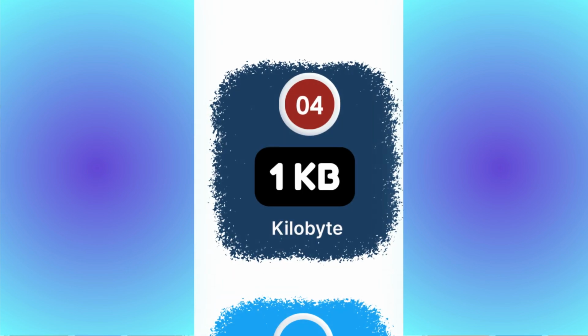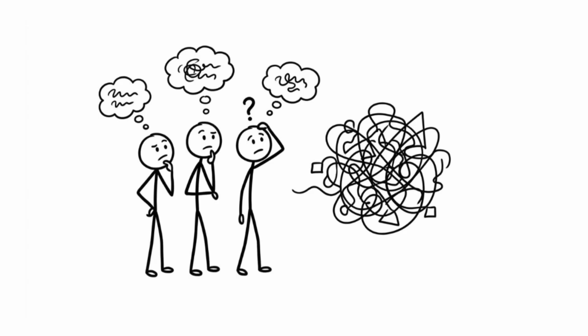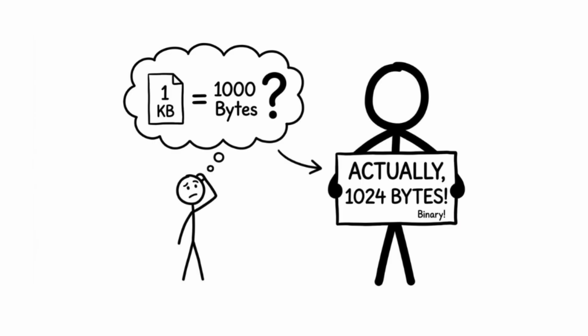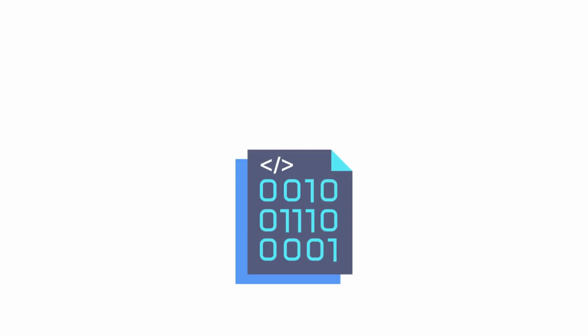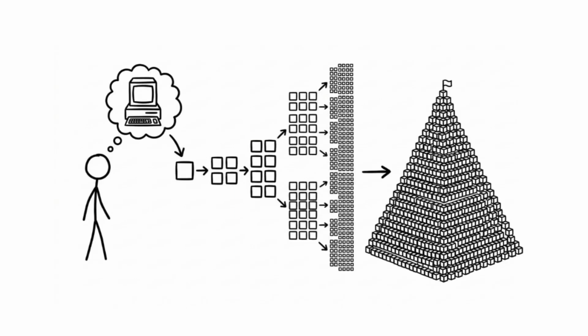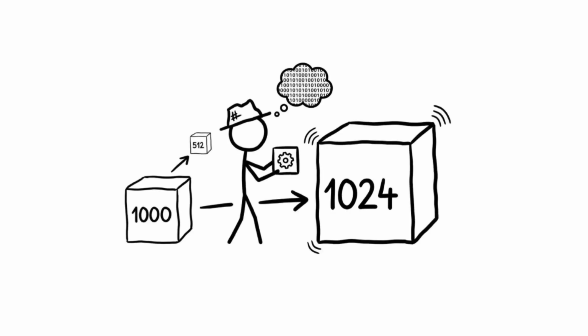Number 4, the kilobyte. Here's where things start to get interesting and also a bit confusing. You might think a kilobyte would be exactly 1,000 bytes, right? After all, kilo means 1,000. But in the computer world, 1 kilobyte actually equals 1,024 bytes. Why the weird number? It all comes back to binary. Computers work in powers of 2, and 2 to the power of 10 equals 1,024. This is the closest power of 2 to 1,000, so computer scientists adopted it as the standard.